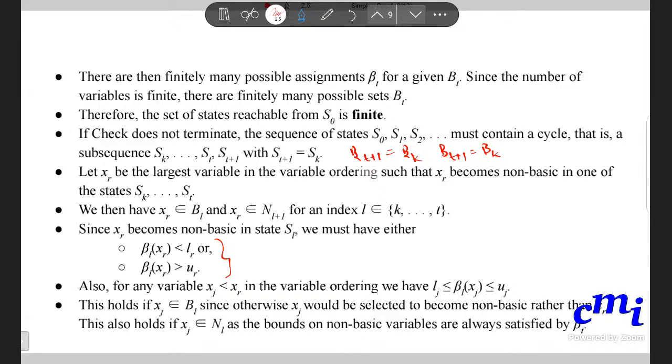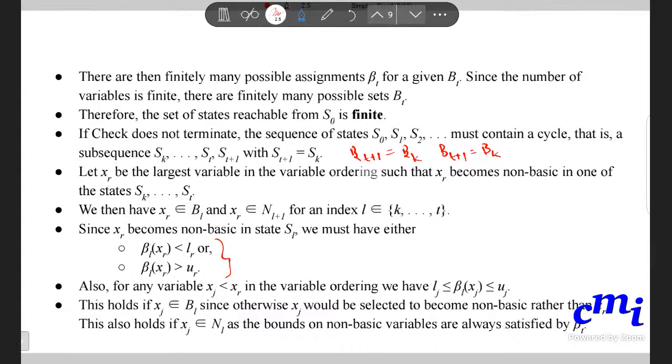And you picked up the largest one. Out of all the variables that go from basic to non-basic, we are saying that XR is the largest in the variable ordering. Like I said, there is a total ordering on the variables x1 to xn. So we're assuming that XR is the largest in that ordering, such that it becomes non-basic in one of the states SK to ST. And it becomes non-basic, so it must violate some bounds.